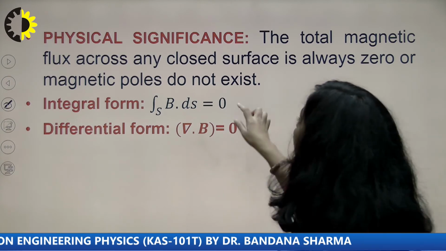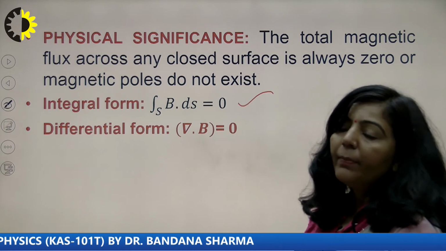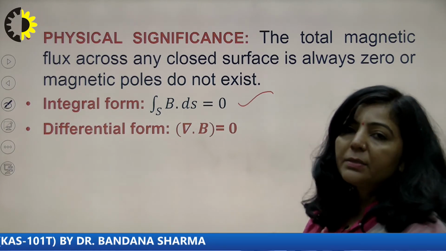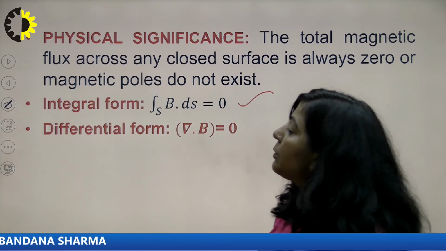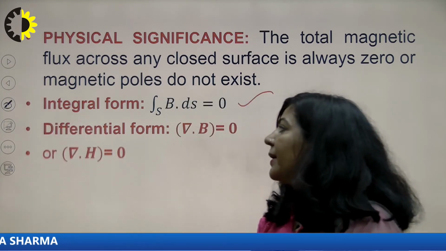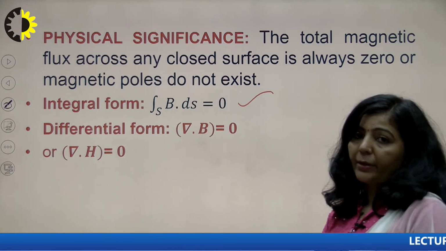Integral form is B dot ds is equal to 0. You know why I am saying it is integral form? Because each and every term is in the integral form, and differential form is del dot B is equal to 0, and you can write it as del dot H is equal to 0. So that's all about your second Maxwell equation.